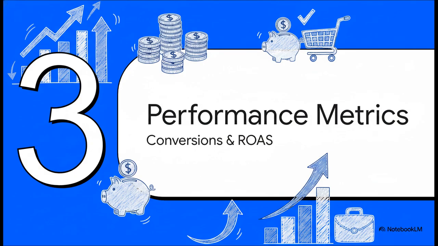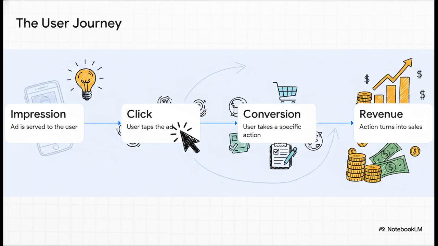Section 3, performance metrics. So the crucial point is really thinking of this as the grand narrative of the user journey. It all starts with that impression, your ad loading on the screen. It catches their eye, so they click. Now they're on your site and they take a specific action, which we call a conversion. Maybe they filled out a form or added a product to their cart. And finally, that action turns into revenue. It becomes pretty clear that every foundational metric we've discussed so far feeds directly into these tangible, real-world business results.